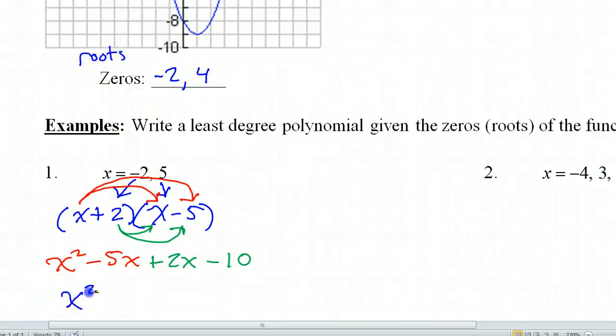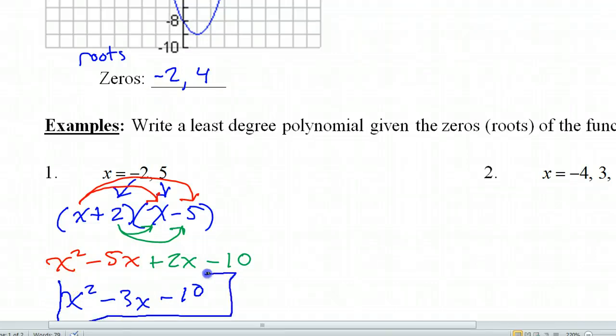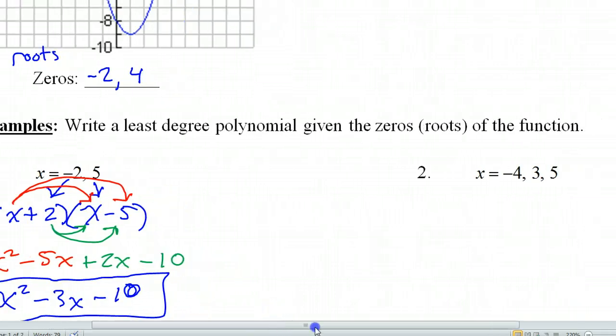So you're going to have x squared minus 3x. It's minus 3x? Yes, sir. Plus minus 10. Wait, I messed up. Yeah, it's minus 10. That's the polynomial that you were asked to find. So far so easy.